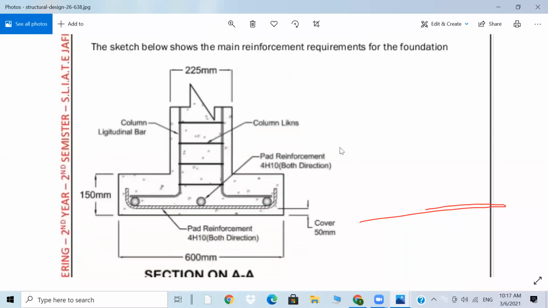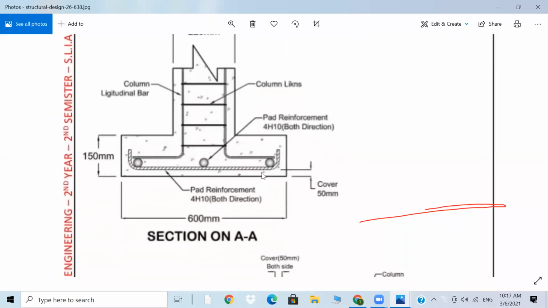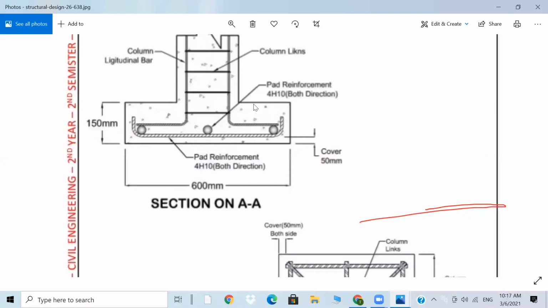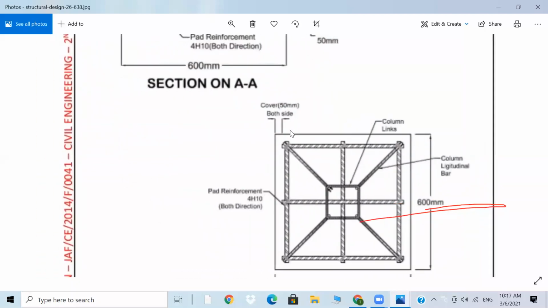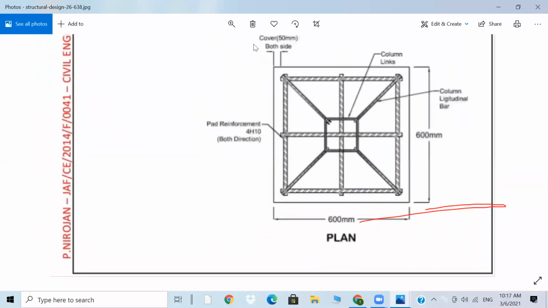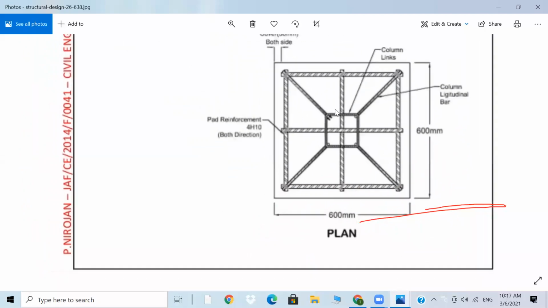The reinforcement details, 225 millimeter. So the area we have finalized, so you can put 4H10, right? The reinforcement arrangement is as follows. So this is how the main reinforcement will be located within the bottom net.